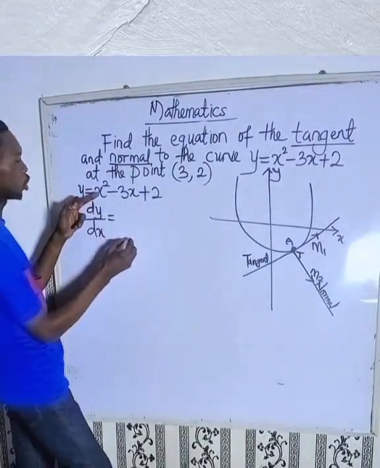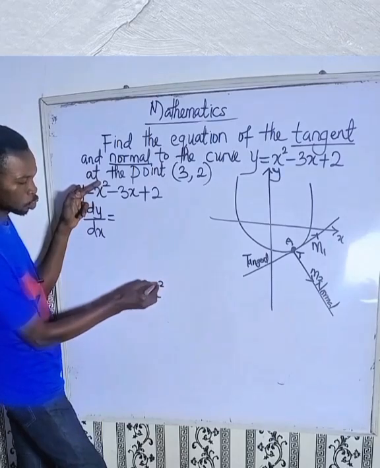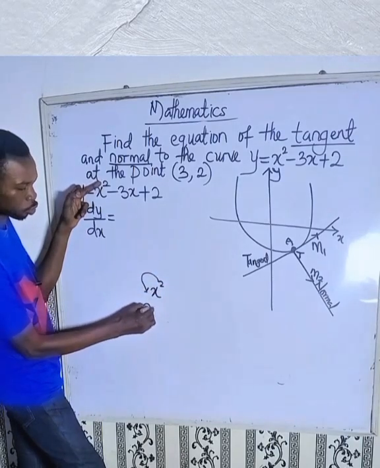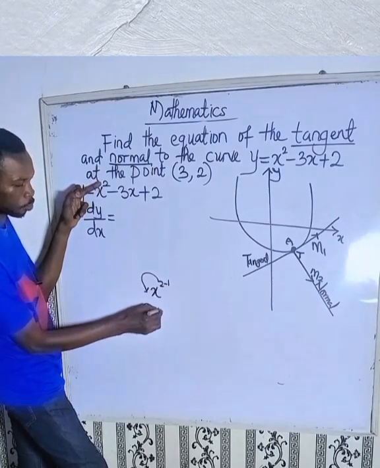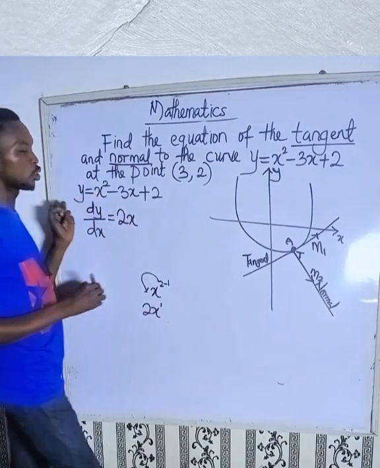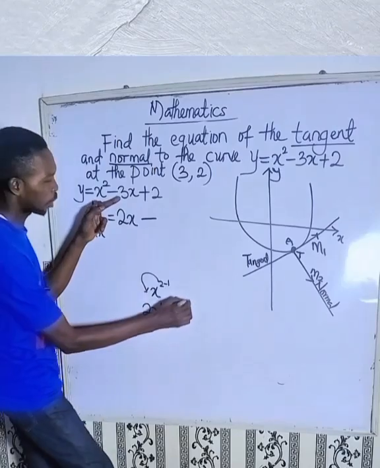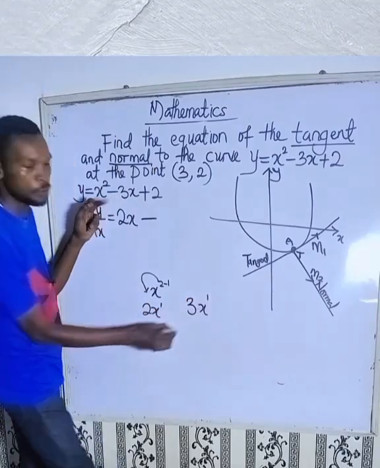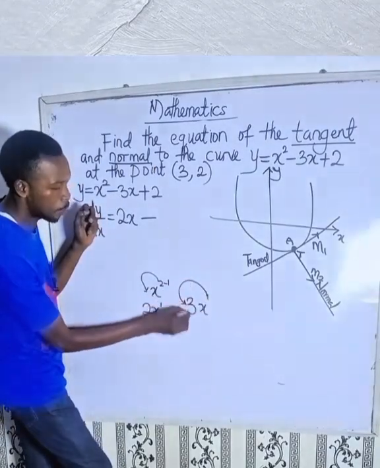It will give me the gradient function of the tangent. Of course, how do we differentiate? You have x raised to power 2. So you bring 2 here, it becomes 2x. Then you subtract 1 from 2, that's 1. So if I differentiate x squared, I'll get 2x. Minus, if I differentiate 3x, the power of x here is 1. I will multiply by 3. That's 3.